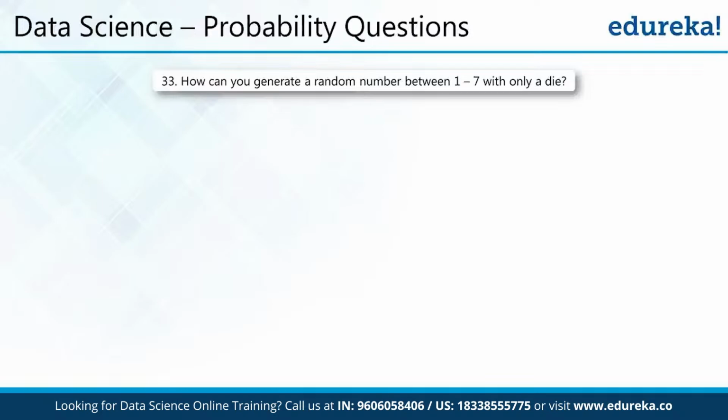Obviously we know that the die has numbers between 1 to 6. So the probability of getting any one digit on the die is 1 by 6. If I take 1 divided by the total number of possibilities, that is 1 by 6. So that will be my probability of choosing any one of the digits there. But it is saying we want to generate this random number between 1 to 7.